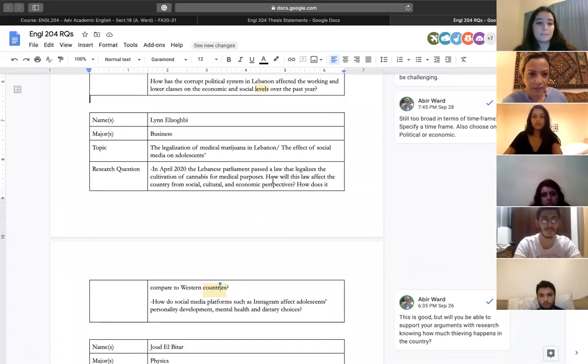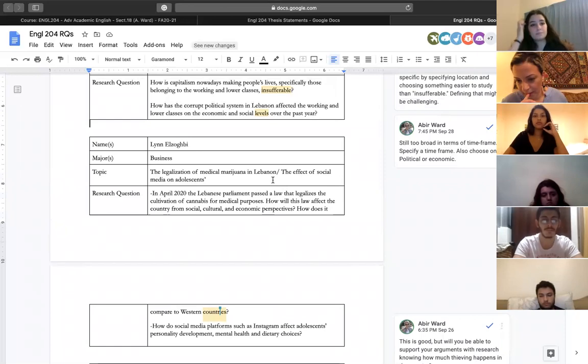Yes, Professor. First, we were trying to look for the question and edit it on Google Docs, but it seems that someone deleted the entire table.